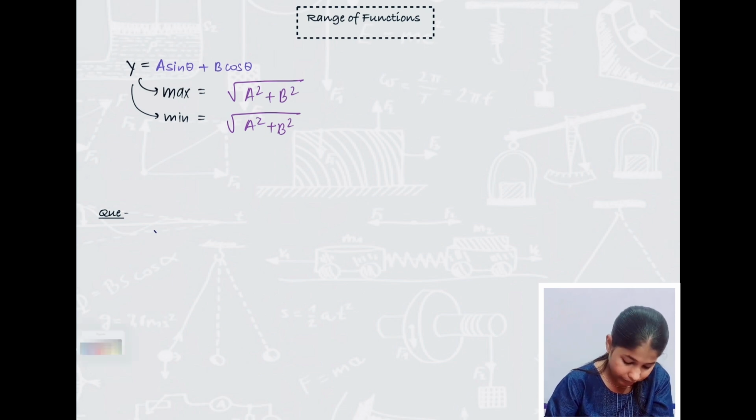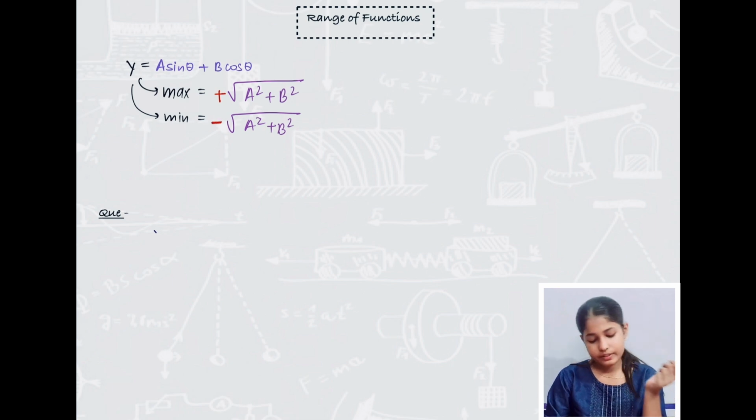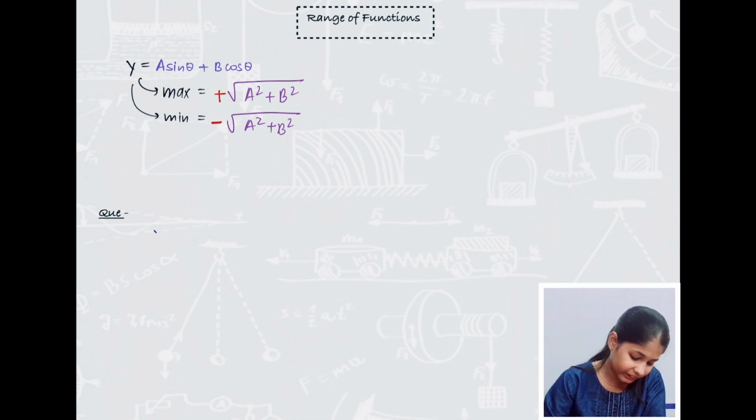What will be the major difference? In case of maximum you will use a positive sign in front of that formula, but in case of minimum you will use a negative sign. Okay, let's solve a question on it.